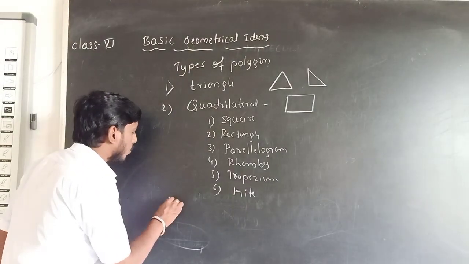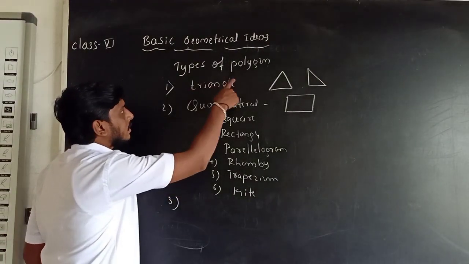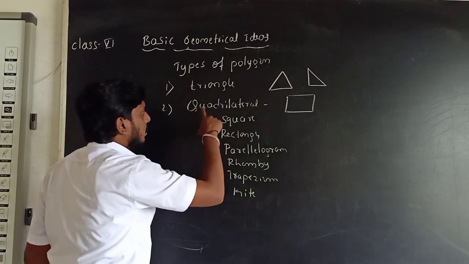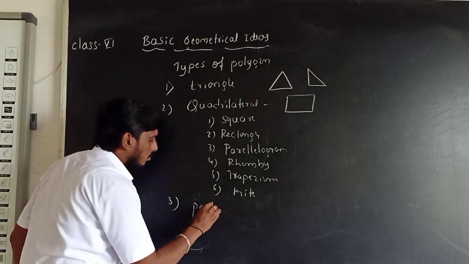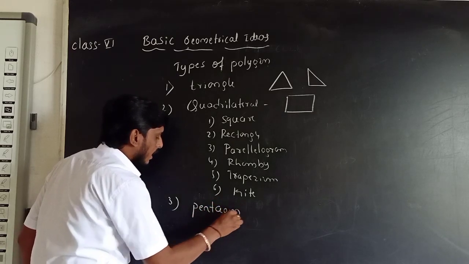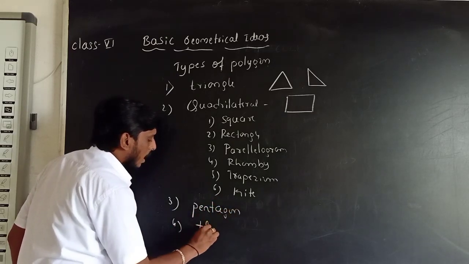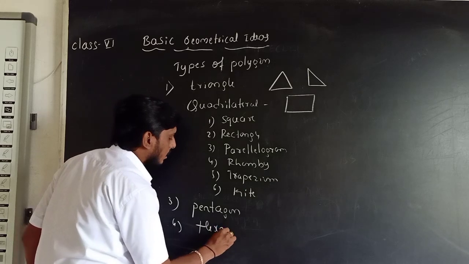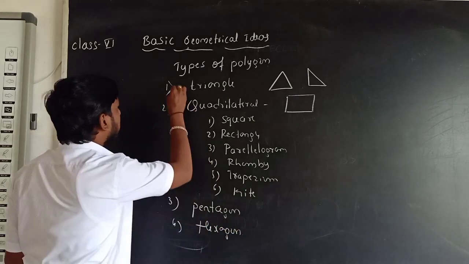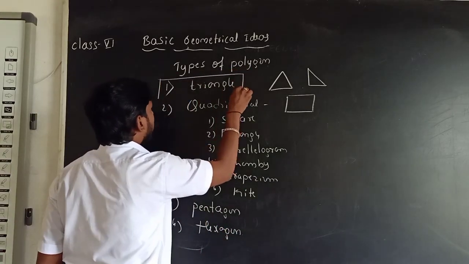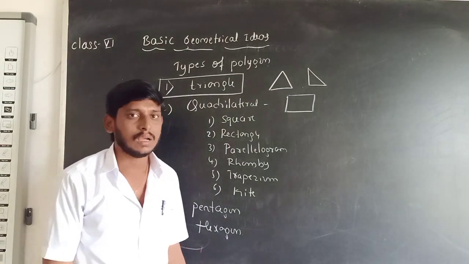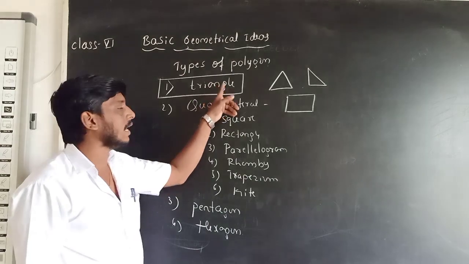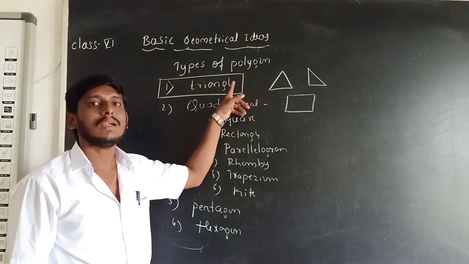And the next types of polygon, you know, the polygon containing three line segments is a triangle. Four line segments, quadrilateral. Five line segments, pentagon. Six line segments, hexagon. I think I explained last class. So today's concept will go for discussion of triangle. What do you mean by triangle? Definition: a polygon containing three line segments is said to be a triangle.